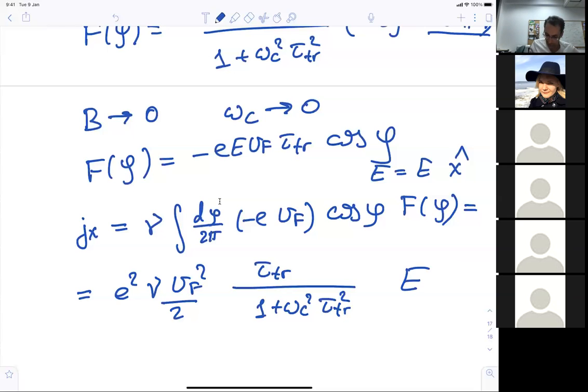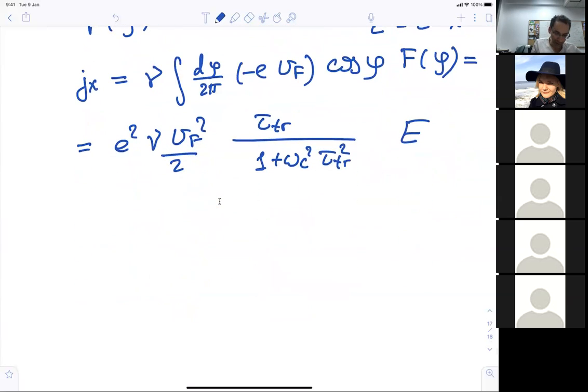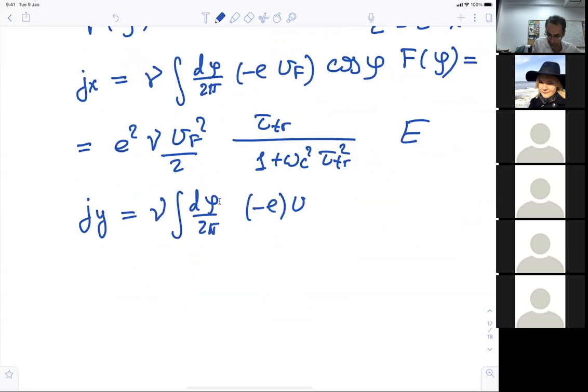I guess we recovered something we saw not very long ago. However, I can also compute the transport current, or electric current, in the y direction, and the only thing I need to change in this expression is minus E times v Fermi, and here I write sine phi, because I'm projecting my velocity operator on the direction y, times f of phi.